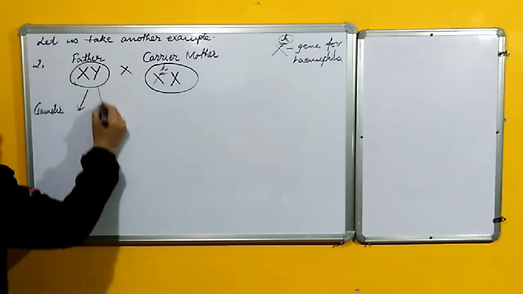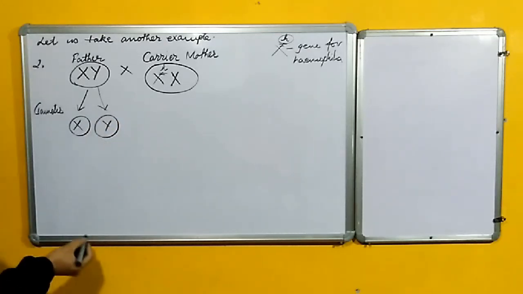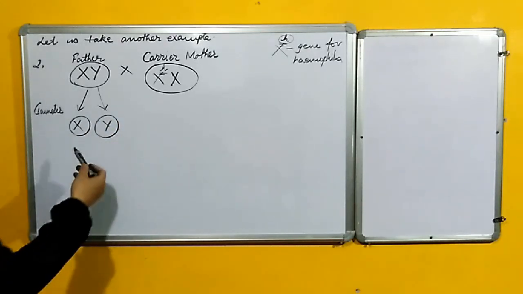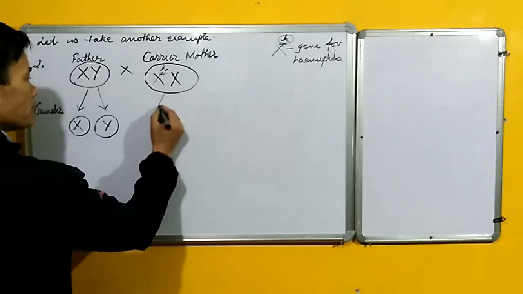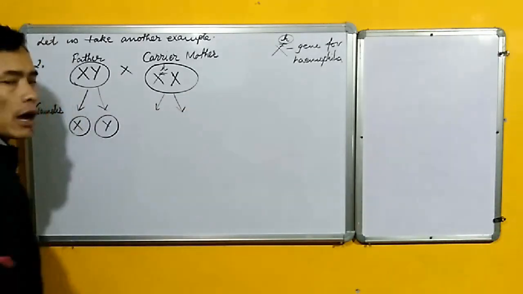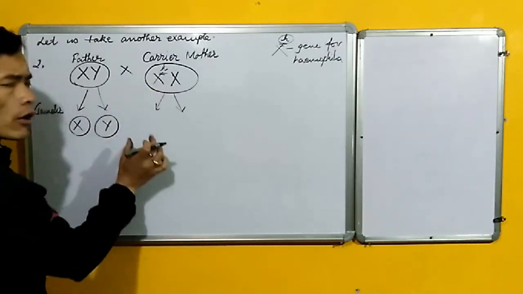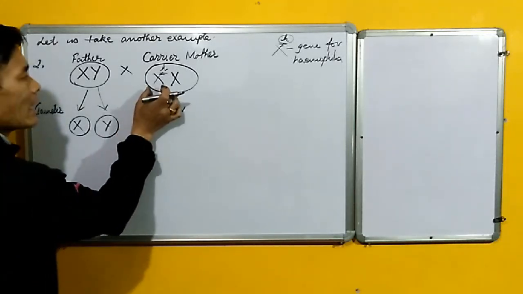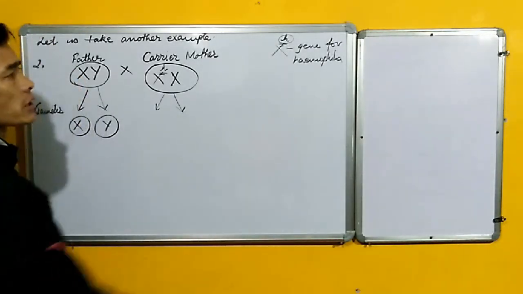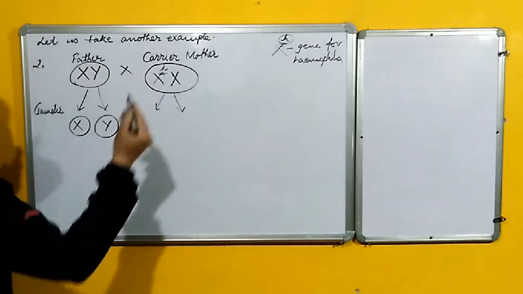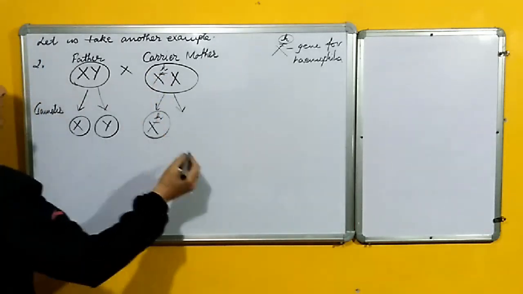The father will produce two types of gametes, X and Y. One of the gametes will have the X chromosome as the sex chromosome. The other gamete will have the Y chromosome as the sex chromosome. The mother will now produce the same kind of gamete, homogametic, but one of the gametes having the X chromosome, that is the sex chromosome, will have a defective gene which has the ability to express hemophilia. So this time we are going to take both the X chromosomes.